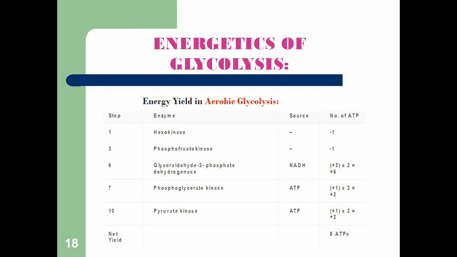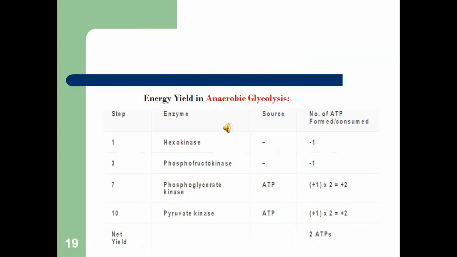But since in the preparatory phase there is already an investment of 2 ATP molecules, we deduct 2 ATP molecules from the total of 10. So this implies 8 ATP molecules generated in aerobic glycolysis.